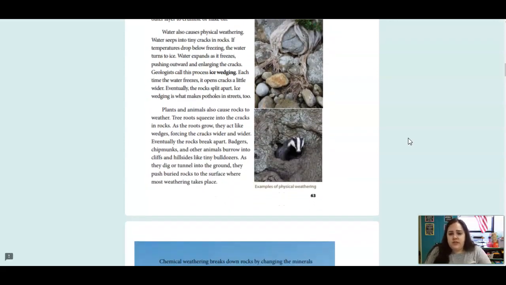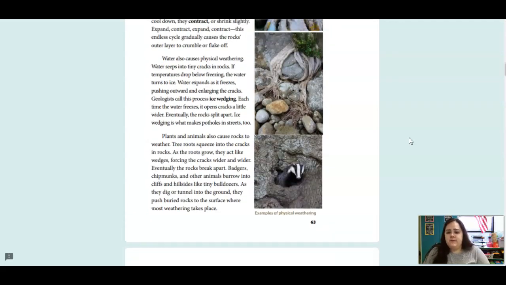Water also causes physical weathering. Water seeps into tiny cracks in rocks. If temperatures drop below freezing, the water turns to ice. Water expands as it freezes, pushing outward and enlarging the cracks. Geologists call this process ice wedging. Each time the water freezes, it opens the crack a little wider, and eventually the rocks split apart. Ice wedging is what makes potholes in streets too.